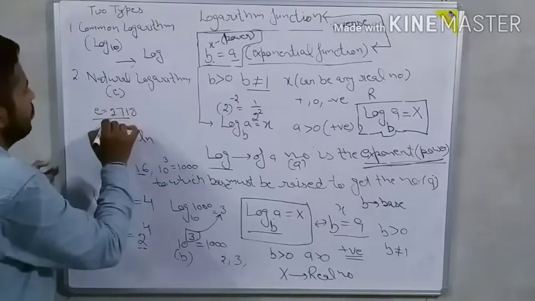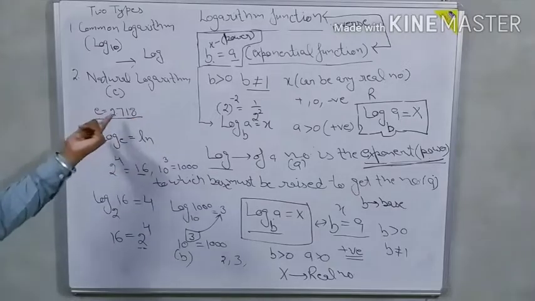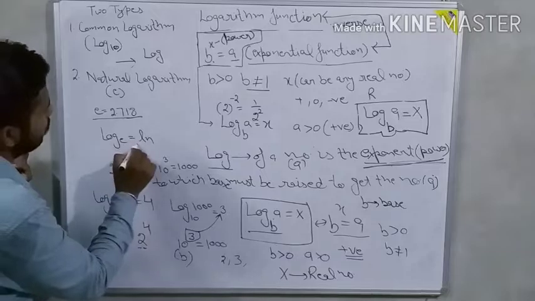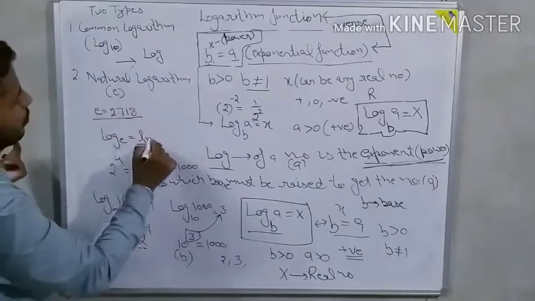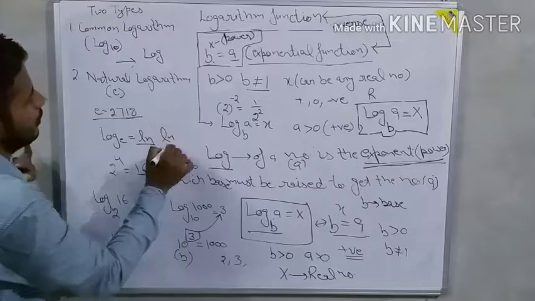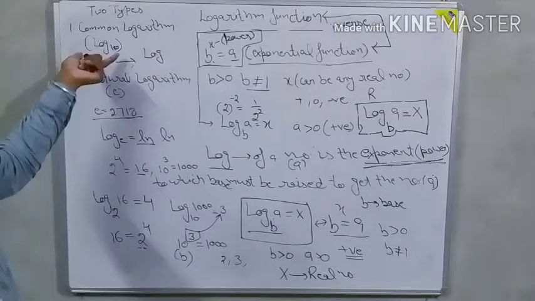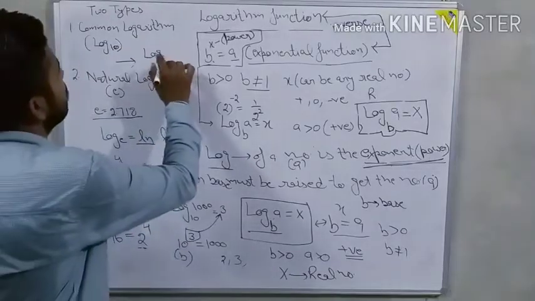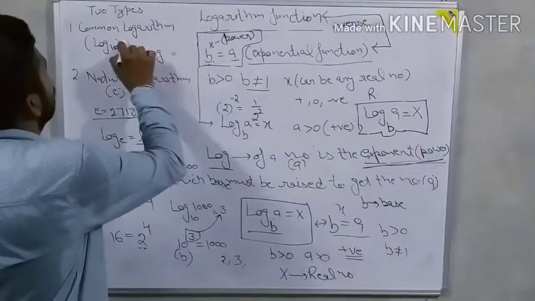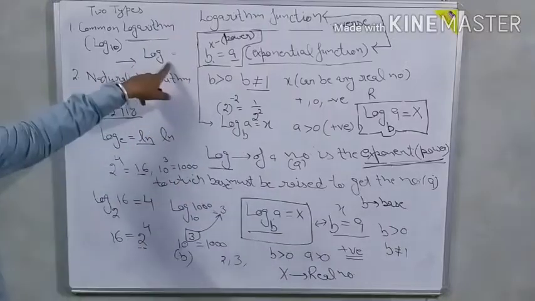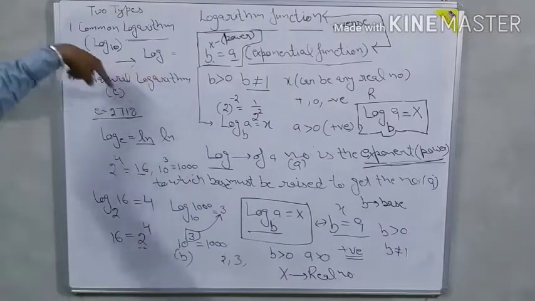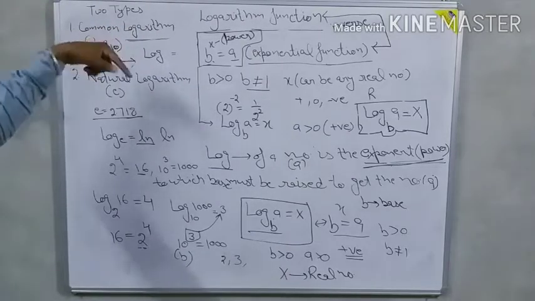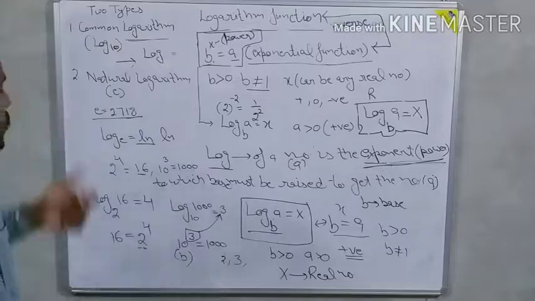and its approximate value is 2.718, and it is written as log with base e, or in some books natural logarithm is often written as ln. And if you see only log with no base, that means it is common logarithm. If no base is specified, that automatically means it is a common logarithm. And in most of the numericals we deal with common logarithms.